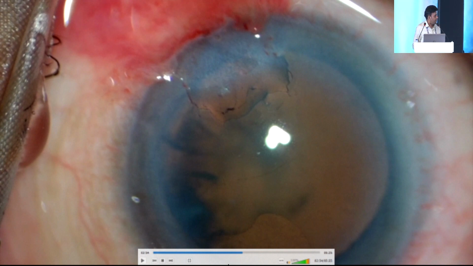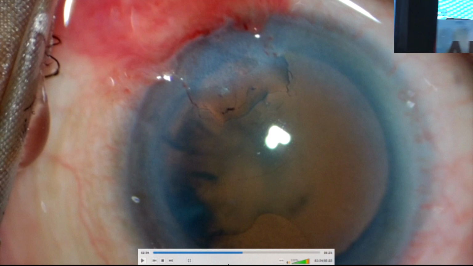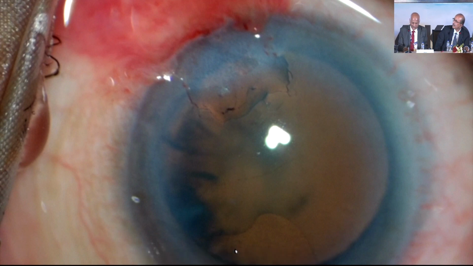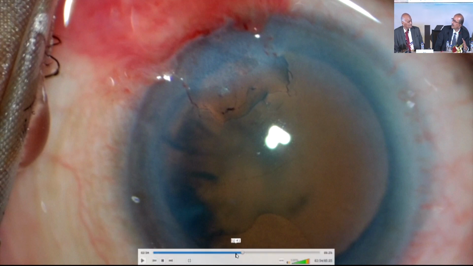About the second case you want? Yes, sir. In the second case, when it was stained, you can see vitreous in the anterior chamber. Now, how should he proceed? This is before phacoemulsification has been done. Nothing has been done.